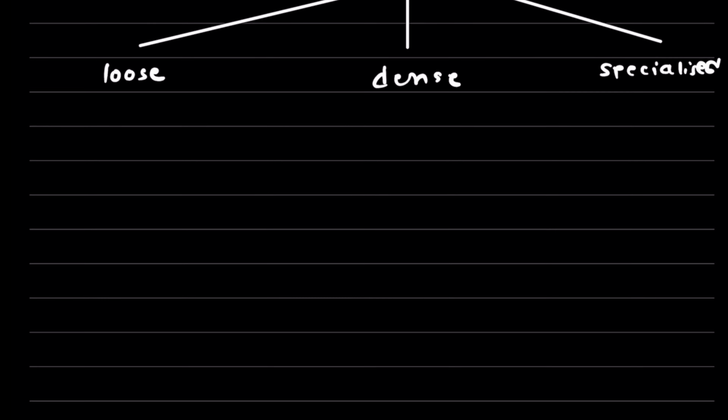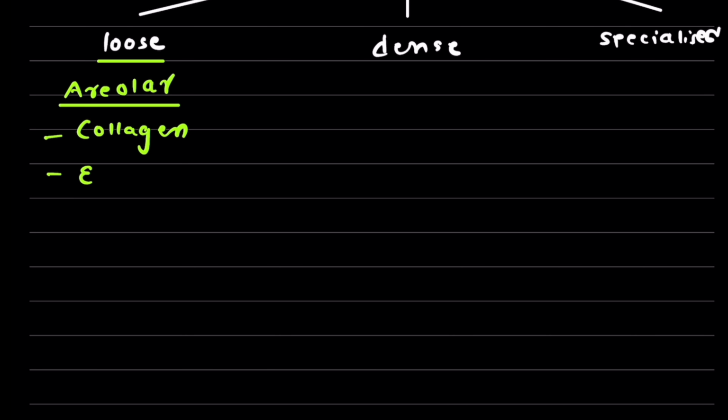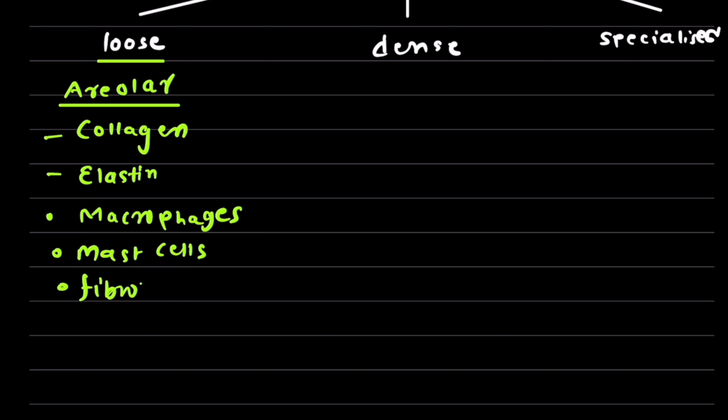लूज कनेक्टिव टिश्यू के अंदर हम फर्स्ट देखते हैं एरियोलर टिश्यू. Areolar tissue is one type of loose network of collagen and elastin fiber containing macrophages, mast cells and fibroblasts. Most abundant type of connective tissue, this is called loose connective tissue.